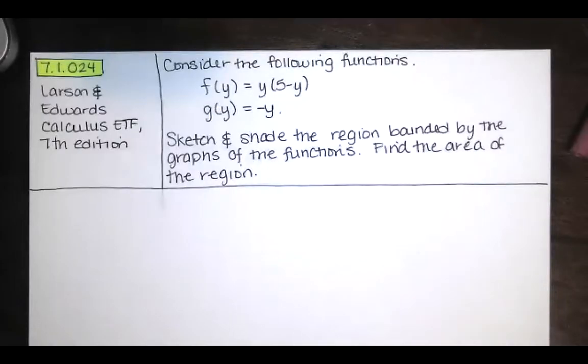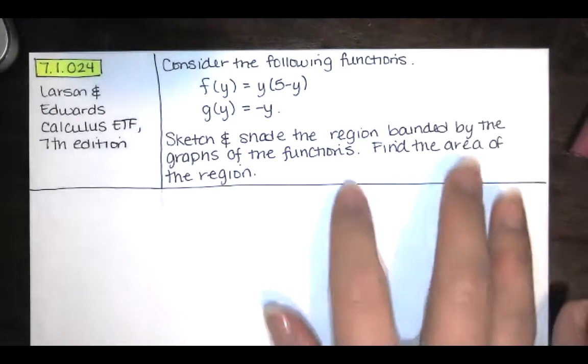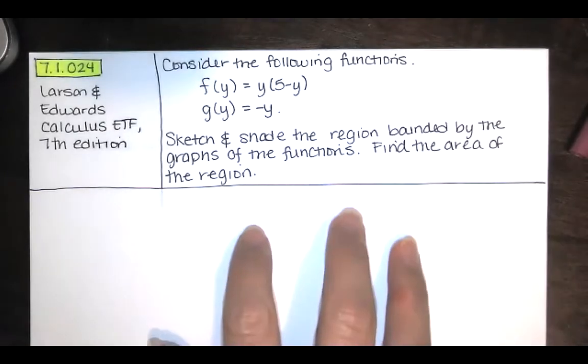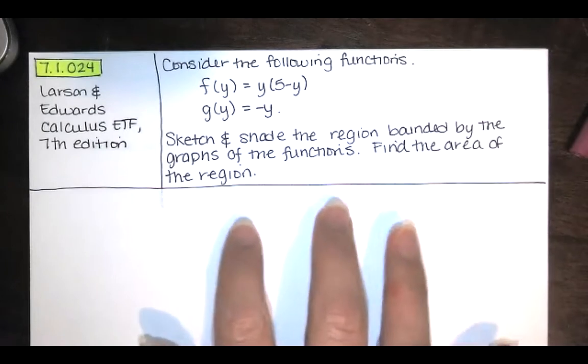In this video, we're solving problem 7.1.024 from the Larson and Edwards Calculus Early Transcendental Functions text, 7th edition. We're asked to consider the following functions. We're asked to sketch and shade the region bounded by the graphs of the functions and then find the area of the region.